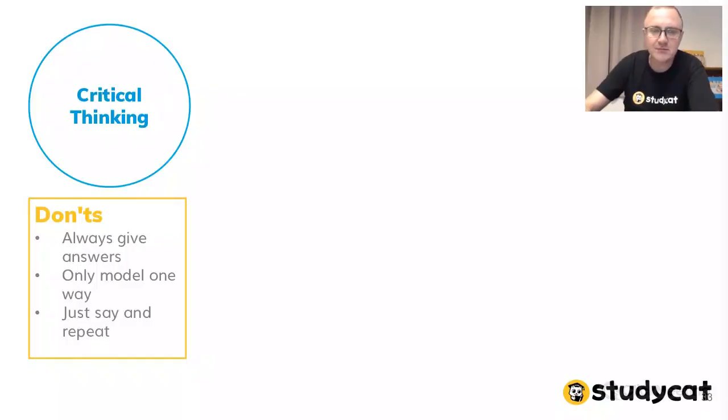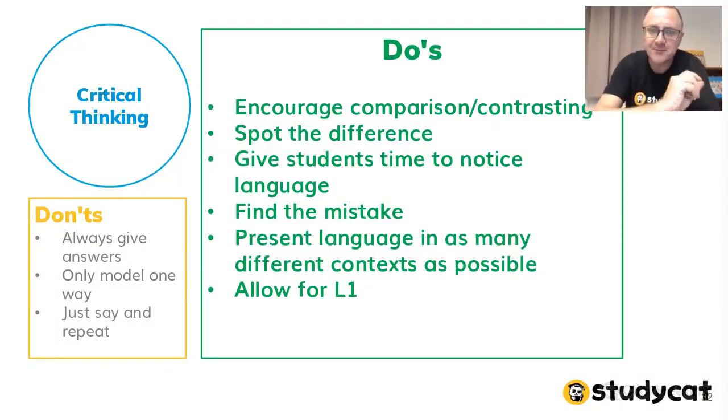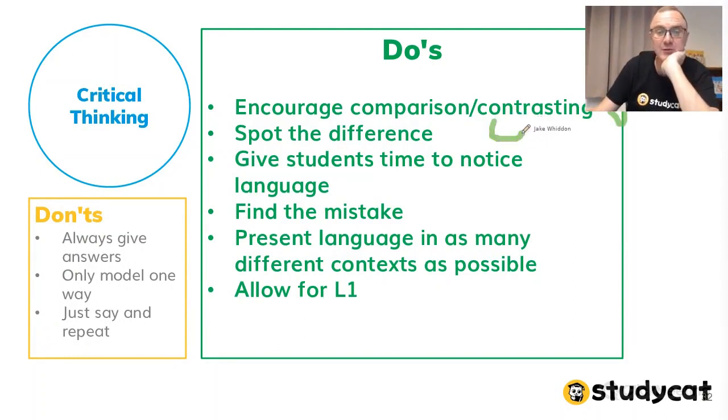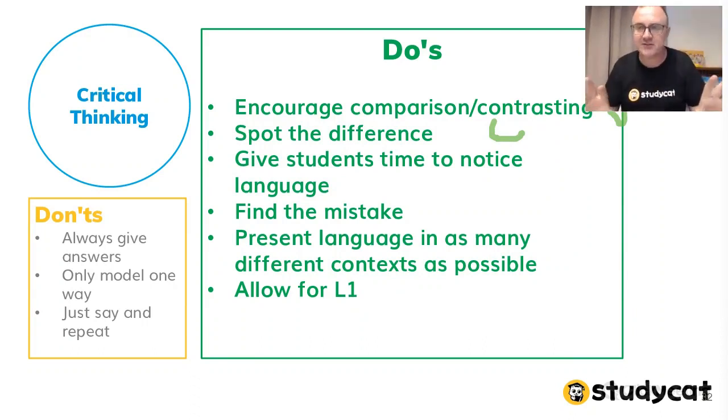So what we can be doing, the simple things to really develop critical thinking are things like comparison and contrasting. Spot the difference is a great one. Giving students time to notice. So if you give them a mistake and then say, okay, find the one with the mistake, perfect critical thinking. I've got to see this is right, this is wrong. I've got to decide which is the correct and incorrect.